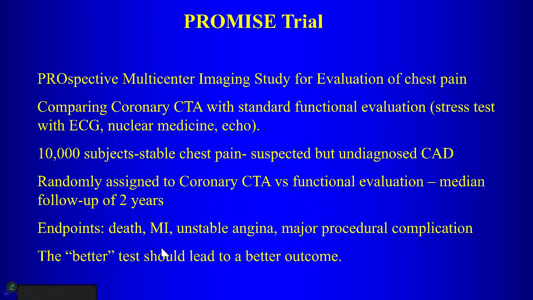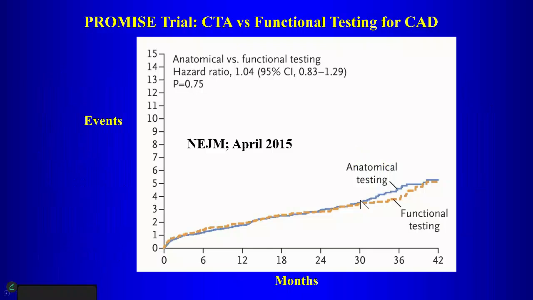So endpoints: death, MI, unstable angina, major procedural complications, so some kind of cardiac event. The idea is the better test should have led to a better outcome. So if CT was better, then the outcome of those patients in this arm should have been better than the outcome of the patients in the arm that did functional evaluation.